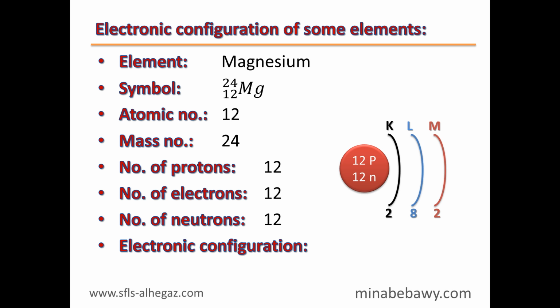The electronic configuration for magnesium: its nucleus contains 12 protons and 12 neutrons, while magnesium atom contains 12 electrons, which are distributed in 3 energy levels. K will take only 2 electrons, L will take 8 electrons, so we have 10 electrons, and we have to put 2 more electrons. We will put them inside M. So the electronic configuration for magnesium is K contains 2 electrons, L contains 8 electrons, M contains 2 electrons.